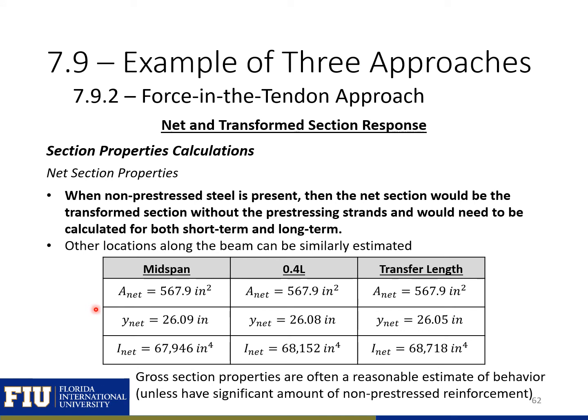Shown here in this table are our net section properties at midspan, at 40% length, and at the transfer length. Note that we don't have any non-pre-stressed steel here, so our short-term and long-term net section properties are going to be equal. If we did have non-pre-stressed reinforcement, then we would need to transform our non-pre-stressed reinforcement when calculating our net section properties for short-term and long-term.